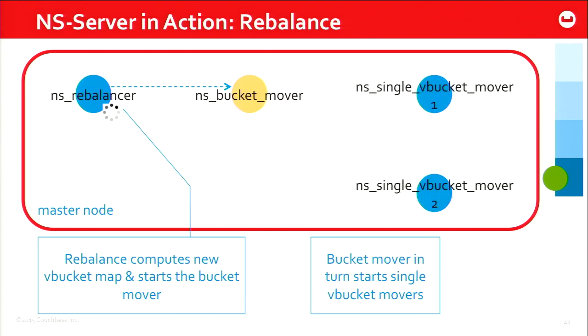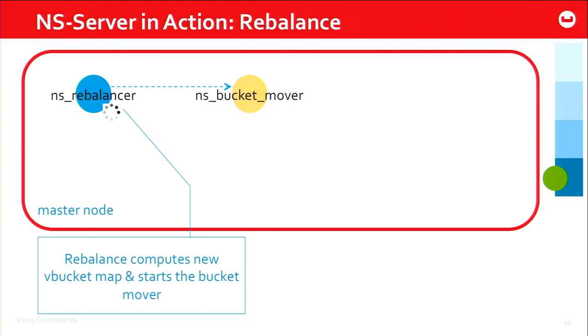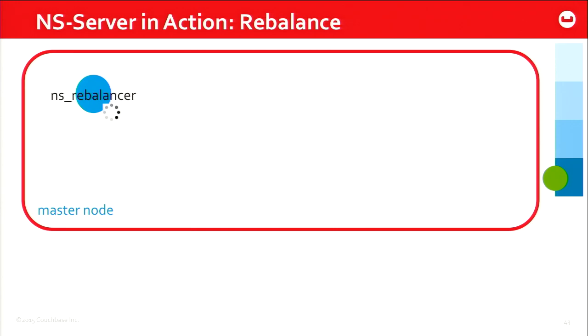And what we do is we look at it and we say, okay, well, we need to move this vbucket from A to B, and we move this other vbucket from C to D. So we're going to do these concurrently. So I'm going to create single vbucket movers to do this. And then when those single vbucket movers are done, they send back to the bucket mover. It runs through all the buckets, finishes, rebalancer is done. But that's not the cool part.